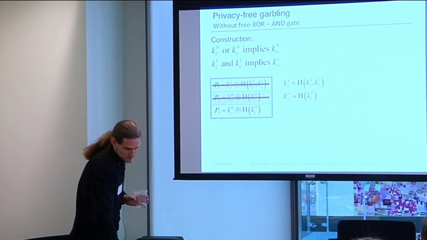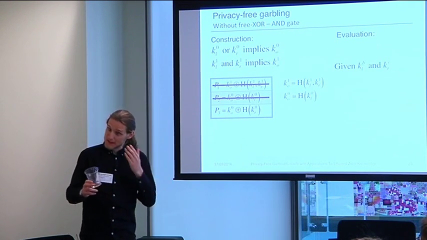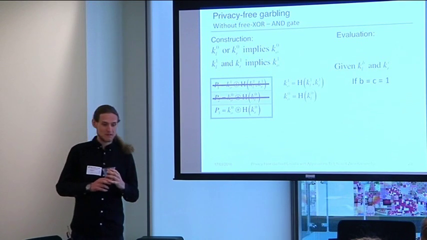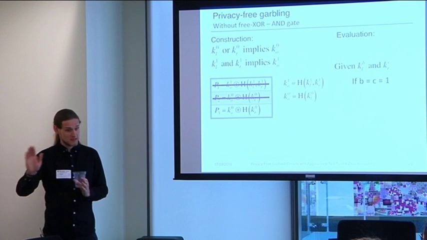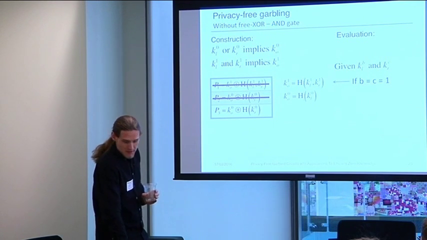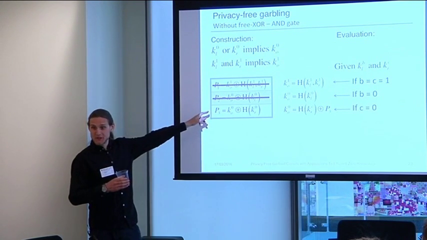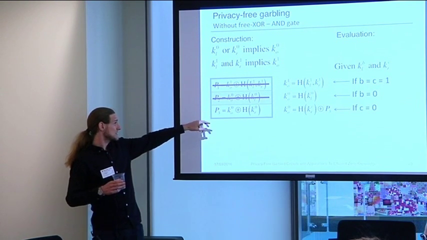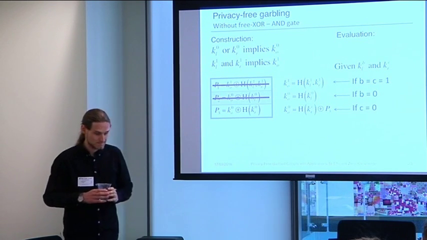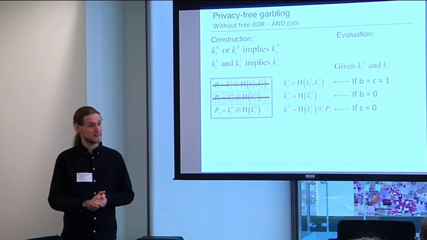To evaluate, we're given an input key on each wire, and because it's privacy-free, we don't have the secrecy. We know whether it represents a 0 or 1 bit. So if both of them represent a 1 bit, we basically just hash them, and then we have the output 1 key. If the left one represents a 0 bit, we hash it, and we have the output 0 key. In the last case, we hash it and XOR it with the entry of the garbled computation table. This basically means that we have the hash of the key and the hash of the key, they XOR out, and what's left is the output key. So far, so good. So that's an AND gate.